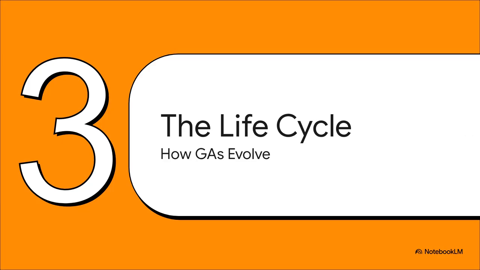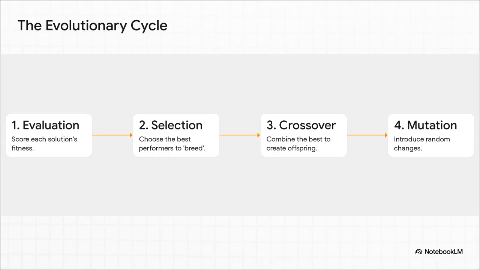All right, let's pop the hood and see how this engine actually runs. It's not a straight line to the answer. It's a cycle, like a super fast version of life, death, and reproduction happening inside your computer. The whole process is basically a 4-step loop that just runs over and over again. First, you figure out how good each solution is. That's evaluation. Then, you pick the best ones to be parents. That's selection. After that, you combine them to make children. That's crossover. And finally, you throw in a little bit of randomness, which is called mutation.